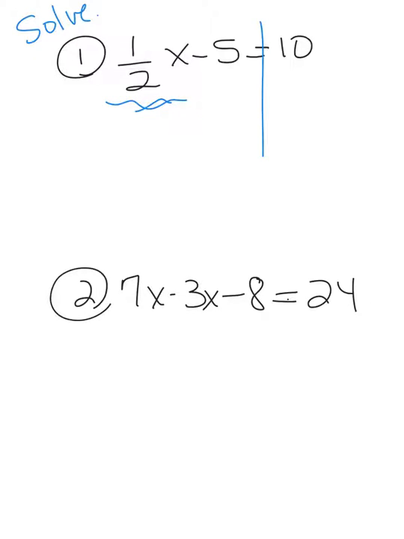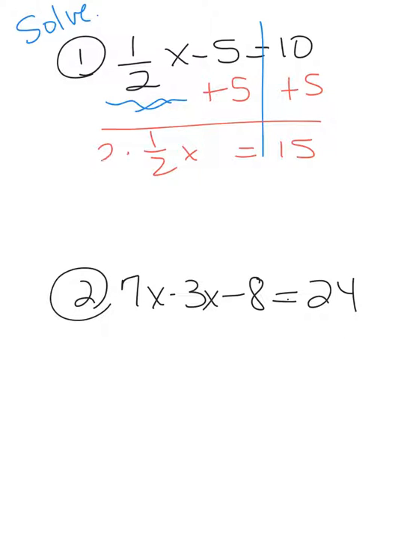That's 1/2 times x. First thing I want to do is, I don't need that 5, so I'm going to add 5 to both sides. Again, do that opposite operation, and I have 1/2 x is equal to 15. And from here, I want to multiply by 2, because the reciprocal of 1/2 is 2. So whatever I do to one side, I'm going to do to the other side. My 2's cross cancel. I'm left with x is equal to 30.